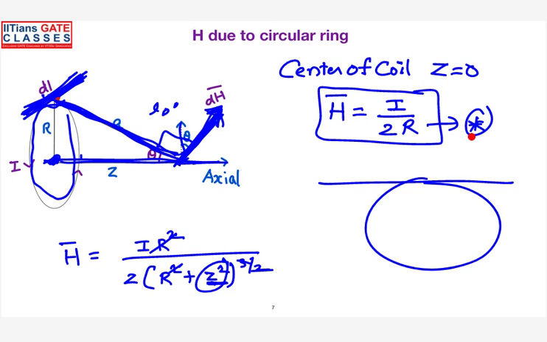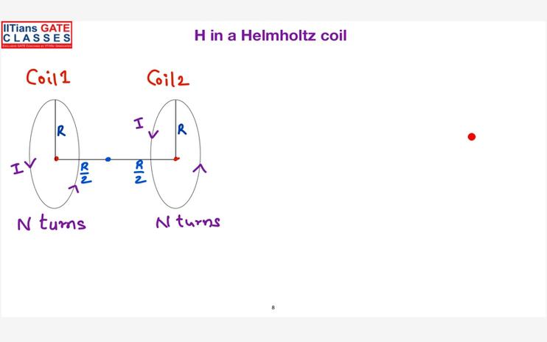Okay. So once you understand the magnetic field due to a circular ring, let us try to solve the magnetic field intensity in a Helmholtz coil. Actually there are two coils which will be placed like this. R is the radius of the coil, and these two coils are placed with a separation of R itself. So the distance between the center of coil 1 and coil 2 is exactly equal to the radius of each coil.